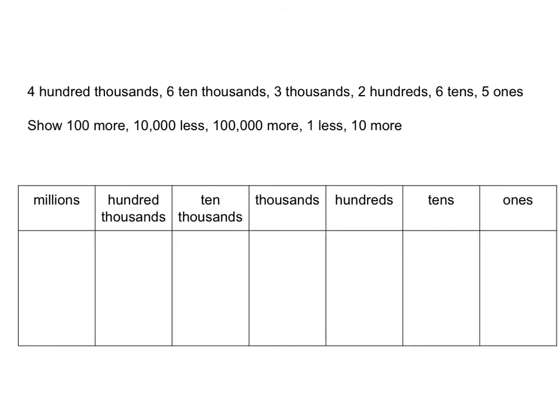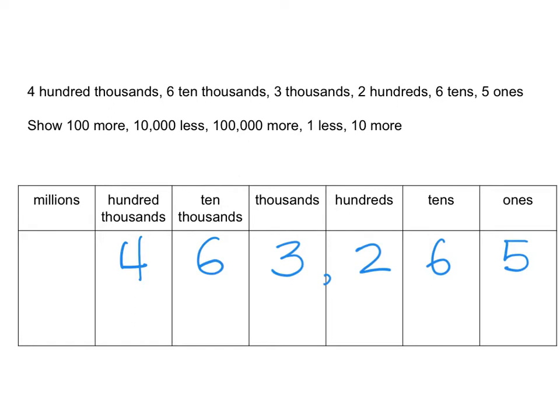Alrighty, we are going to start with this place value chart, and we are going to write the number that is indicated above: 4 in our 100,000s, 6 in our 10,000s, 3 in our 1,000s, 2 in our 100s, 6 in our 10s, and 5 ones. So our number would be 463,265. If we were going to show 100 more, what would that change our number to?